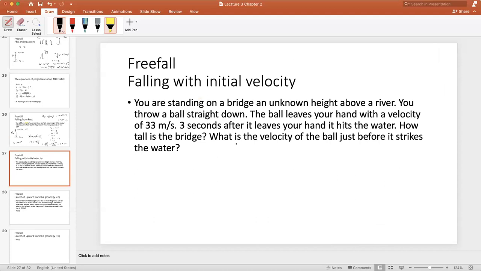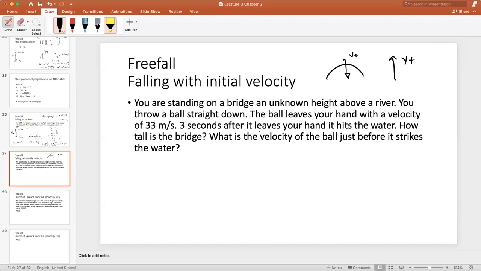So here's another problem. In this problem, we're standing on a bridge of unknown height. So this is like falling off your roof if you didn't know how high your roof was. So you're on a bridge over a river and you throw a ball straight down with some initial velocity. So now we also aren't starting from rest. We have initial velocity. But this velocity is down. And remember, we're always going to say y is positive up. That means that this velocity is negative.